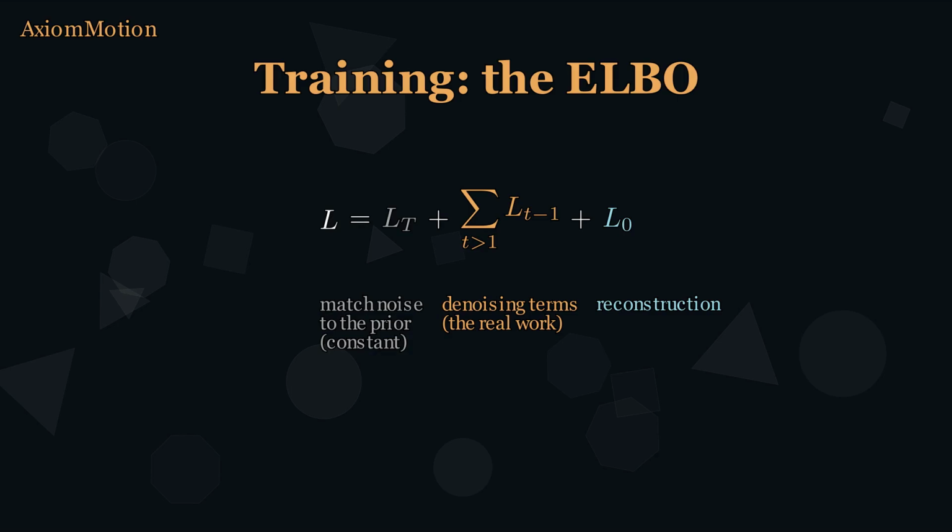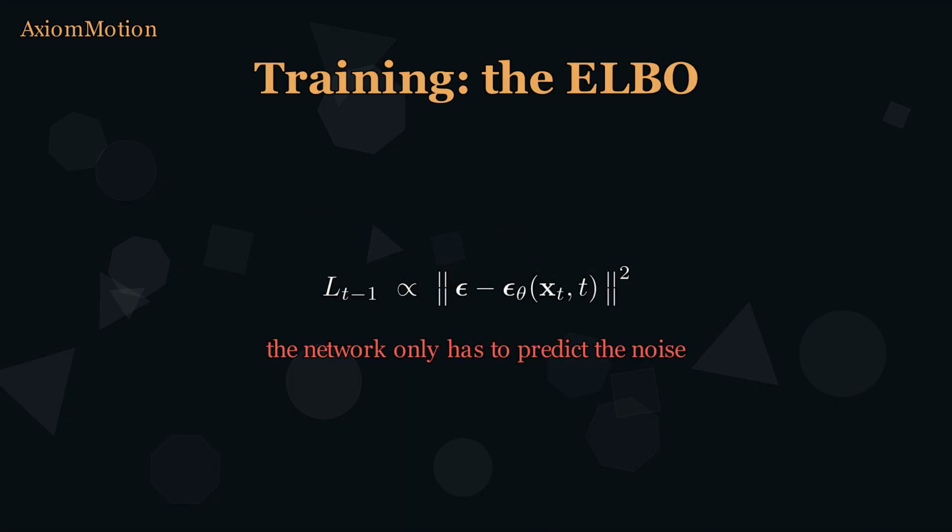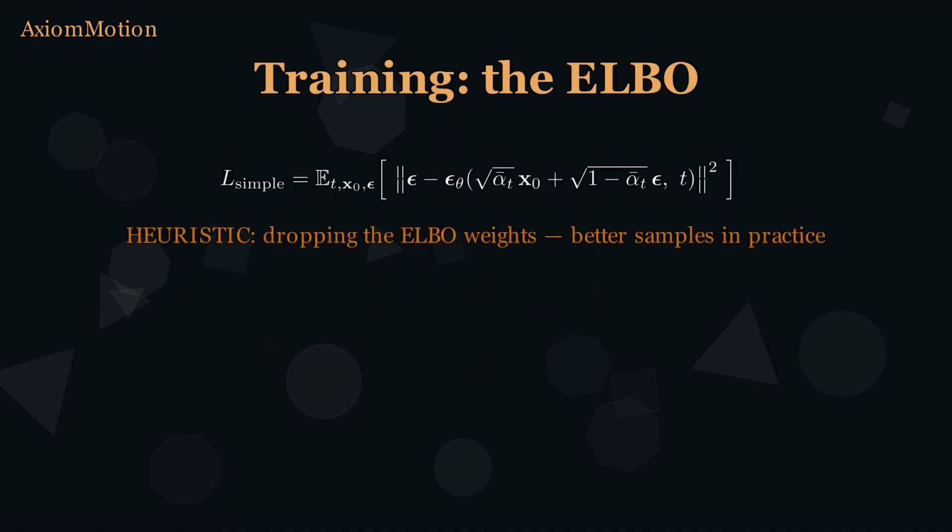Now, the distance between two Gaussians that share the same spread is simply the squared distance between their centers. So each denoising term just asks the model's mean to land on the exact mean we computed. And when you write both means out, almost everything cancels. What remains is astonishingly simple. The network only has to predict the noise that was added. In practice, we drop the per-step weights entirely, which surprisingly gives even better samples.